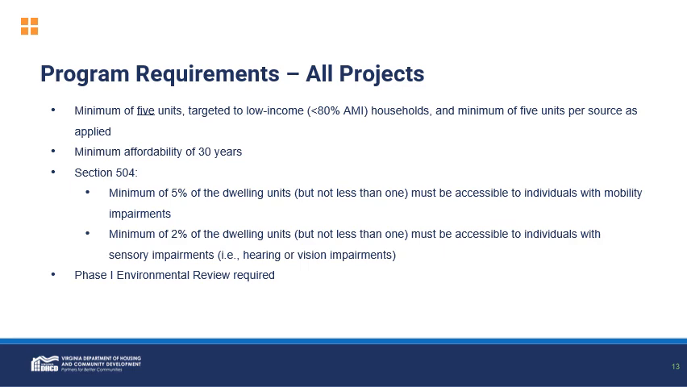You have to meet Section 504 requirements, so a minimum of 5% of the dwelling units, but not less than 1, must be accessible to individuals with mobility impairments, and a minimum of 2%, but not less than 1, must be accessible to individuals with sensory impairments. Additionally, a Phase 1 environmental review is required at time of application.